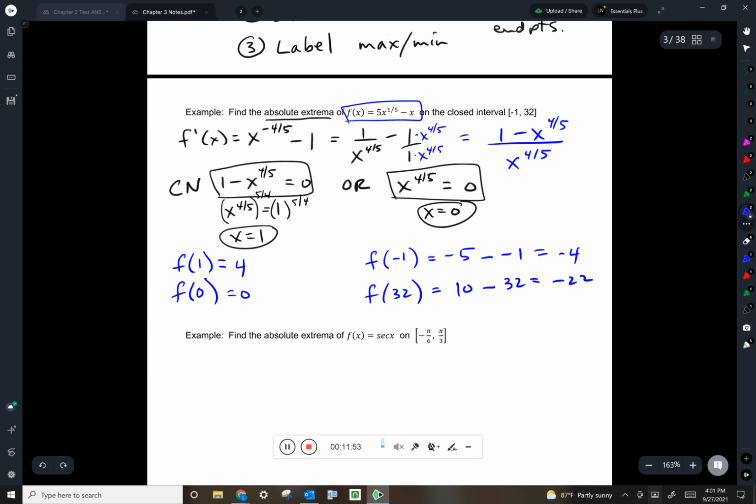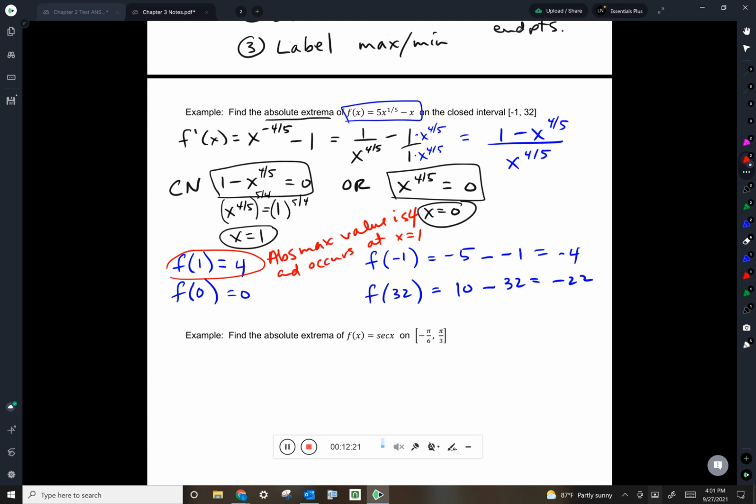So now think about these as ordered pairs, right? What's the highest y value? Well, isn't the highest y value going to be right over here at 4? So we would say the absolute max value is 4 and occurs at x equals 1.